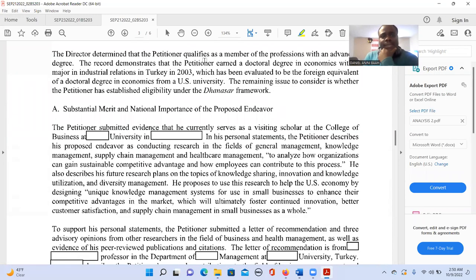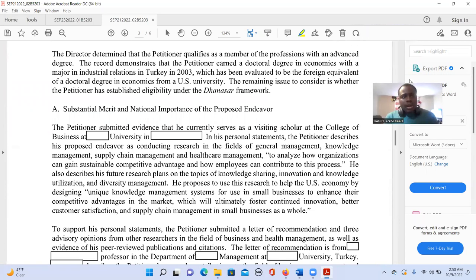It says that the director determined that the petitioner qualifies as a member holding an advanced degree. The record demonstrates that the petitioner earned a doctoral degree. Good. So you see that doctoral degree. The petitioner has a PhD in economics with a major in industrial relations from Turkey in 2003. Okay, so this is where this person earned his PhD, which has been evaluated to be equivalent to a doctoral degree in economics from a US university. So he has done his worst evaluation, which is good.